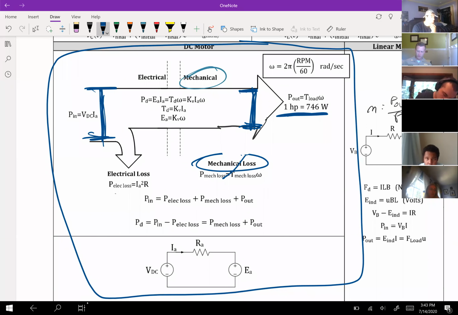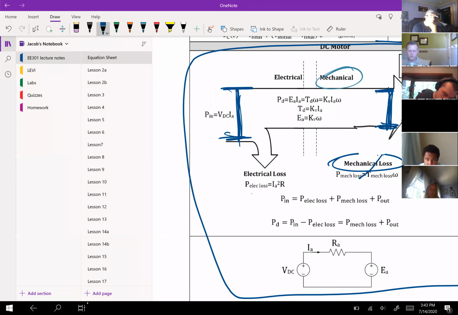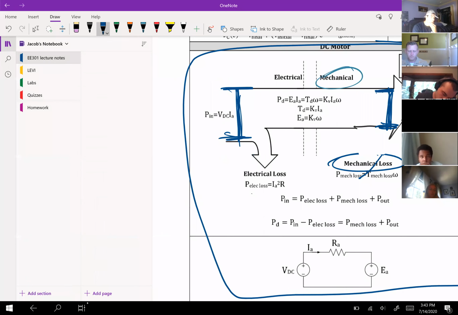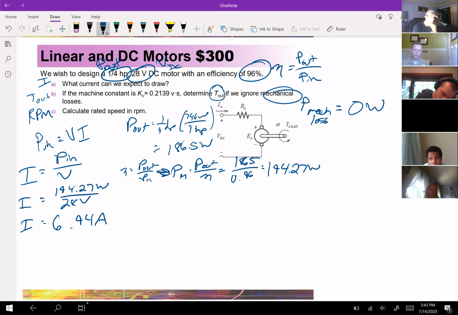So if you did your math backwards and you accidentally multiplied by the efficiency to get your P in, that's a sanity check for you. 194 is greater than 186.5. Good to go. Okay, so there's part A. Part B, it says, if the machine constant, kV, determine the torque out.